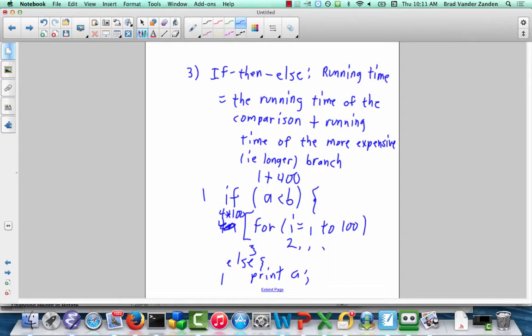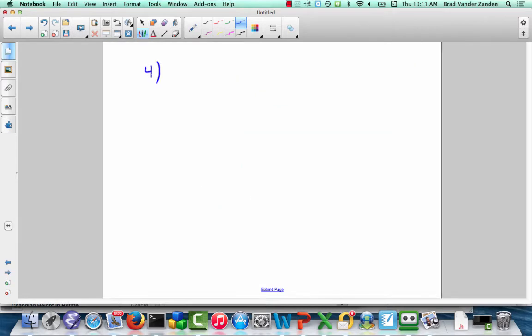Questions about that? Pretty intuitive, right? Okay. Number 4 is what happens when we have nested loops.